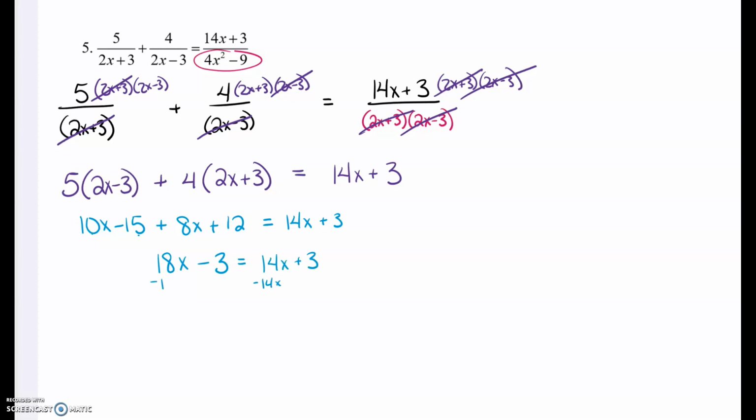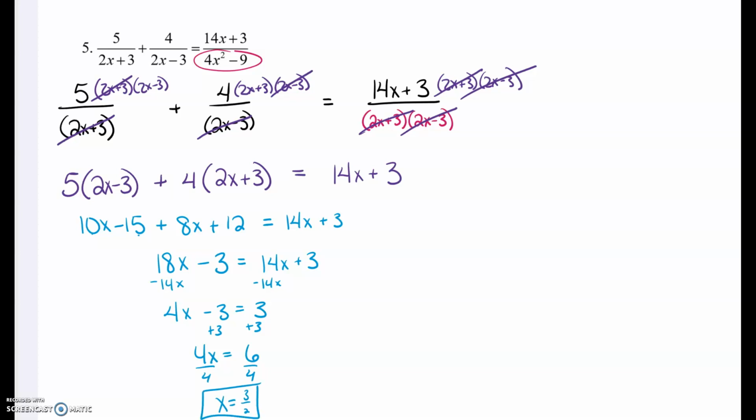Subtract 14x on both sides. Notice this one doesn't require factoring. 4x minus 3 equals 3. 4x equals 6. x equals 6/4, which simplifies to 3/2, or 1.5.